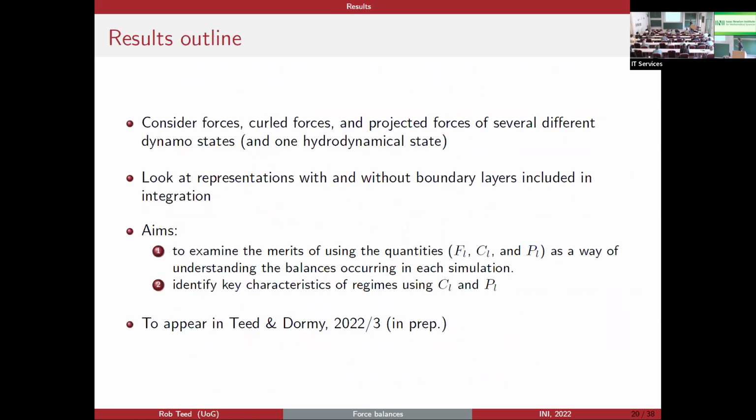So the results outline. Okay, let's get on with it. I want to consider the forces, curled forces, and projections, and dynamo states. We can look at representations with and without boundary layers. I probably won't have time to talk about boundary layers, but we can talk about it afterwards if interested. The two main aims are to examine the merits of using these different quantities, so the forces compared to the curls compared to the projections. And secondly, to identify key characteristics of the regimes that we can find in dynamo simulations when using CL and PL instead of FL.